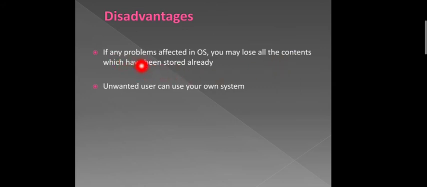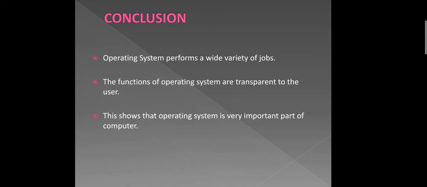Here it is written, if any problem affects the OS, you may lose all the contents which have been stored already. That means if your computer is affected with malware or a virus, and your operating system crashes or is corrupted because of that virus or malware, you are unable to take back any of your data again. Unwanted users can use your own system. That means if someone knows the password, then he or she can easily interact with and use our computer system.